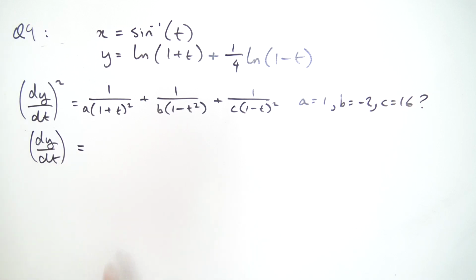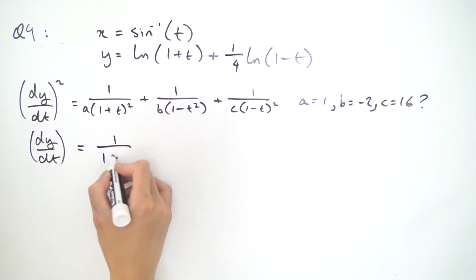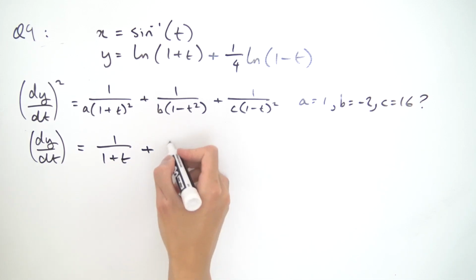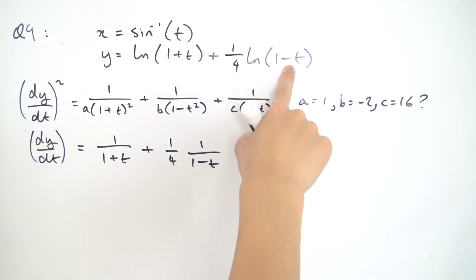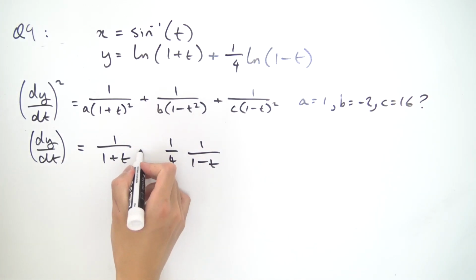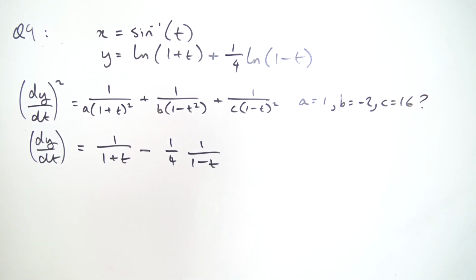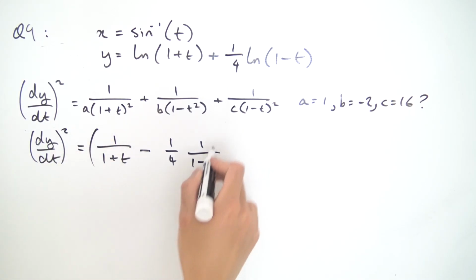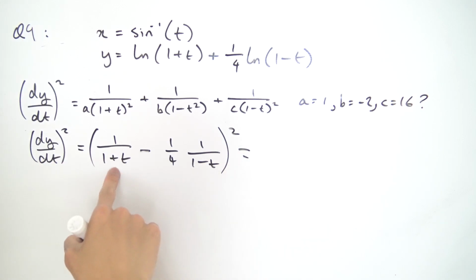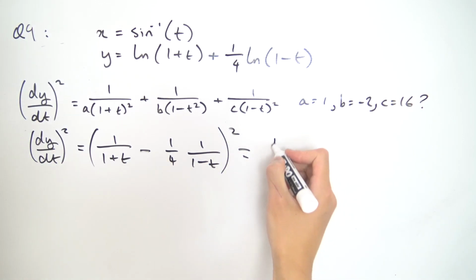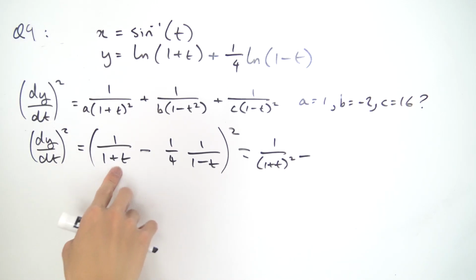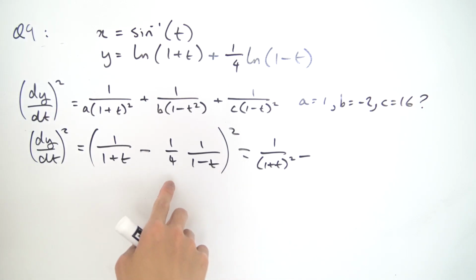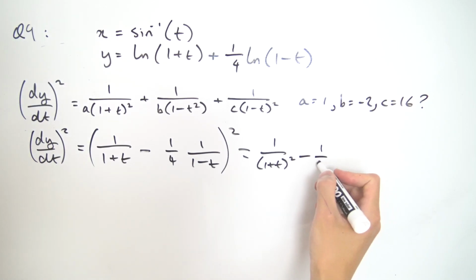And this is equal to, well, differentiating y, we get 1 over 1 plus t first, and then plus 1/4, derivative of this thing is 1 over 1 minus t, but because we have this negative, we have the chain rule, so introduce a negative over here. And we have to find dy/dt squared, which is just this whole thing squared, and well, this evaluates to this first term squared, which is 1 over 1 plus t squared, minus 2 times the first term times the second term, so 2 times 1/4 is a half, so minus 1/2.